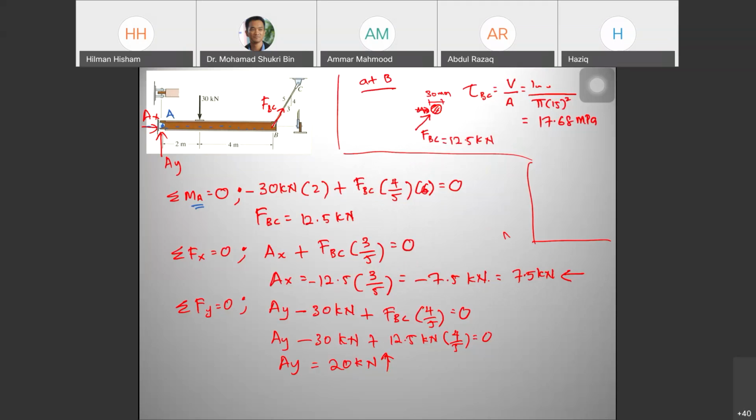So for pin A, you have two forces. This is pin A. For pin A, you have AX and AY. So you need to find the resultant first. To find the shear, you need to find the resultant of AX and AY.